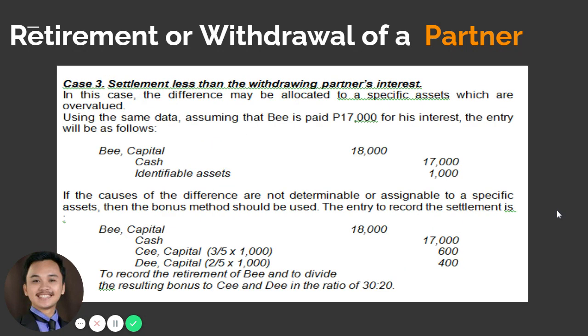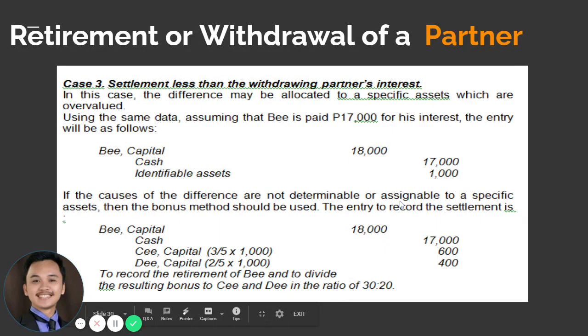This time, case 3: settlement is less than the withdrawing partner's interest. It is the opposite of earlier. This time, the partner's interest is greater than what he received. That means there is a bonus to the remaining partners, and the bonus will increase their capital accounts respectively. So using the same data, assuming that B is paid 17,000 for his interest, the entry will be as follows. Under the goodwill method: B capital for 18,000, credit to cash for 17,000, and then identifiable assets.